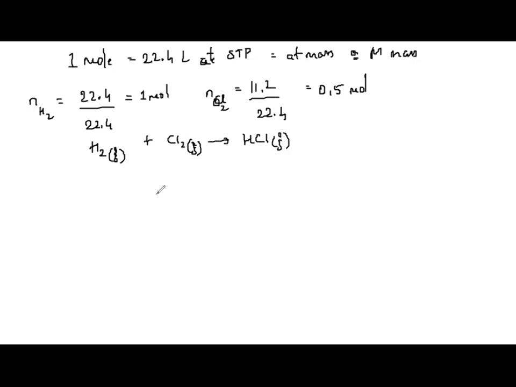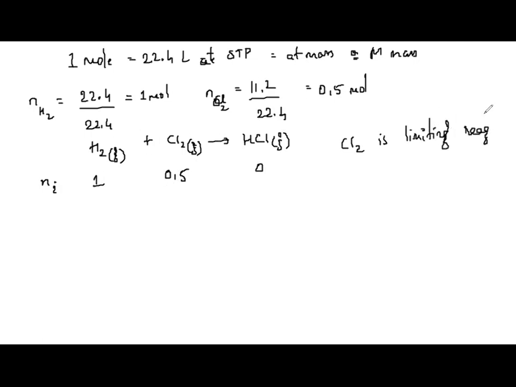22.4. So initial number of moles, how much is for hydrogen? It is 1. For chlorine, it is 0.5. Then it is 0. So what does chlorine act as? See, one volume of hydrogen reacts with 1 volume of chlorine to form 1 volume of HCl, according to Gay-Lussac's law. But here it is 0.5. Therefore, I can say chlorine is limiting reagent, correct?